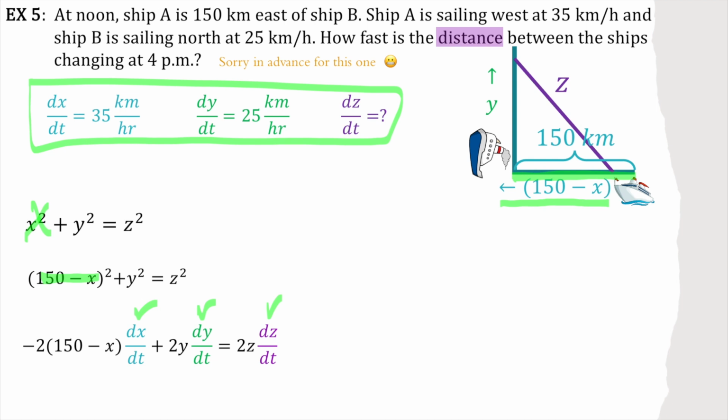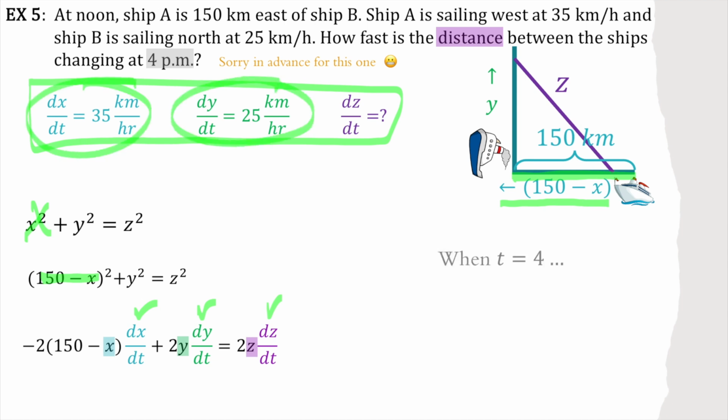However, we don't know x, y, and z. Can we figure those out? Yes, we can. And the key to that is this 4 p.m. So the ships started sailing at noon, and now it's 4 p.m. So we know how long they've been sailing and at what rates they've been sailing.